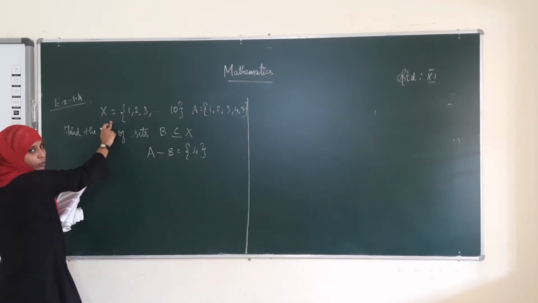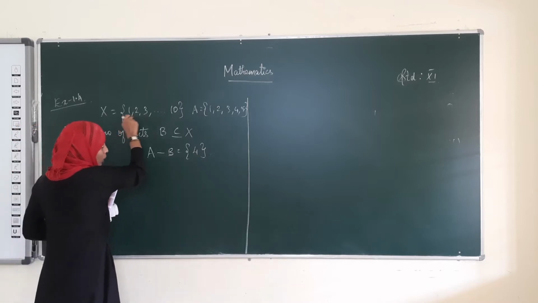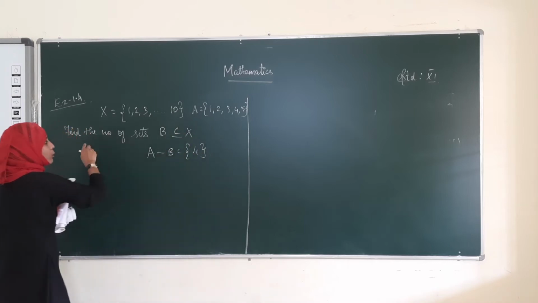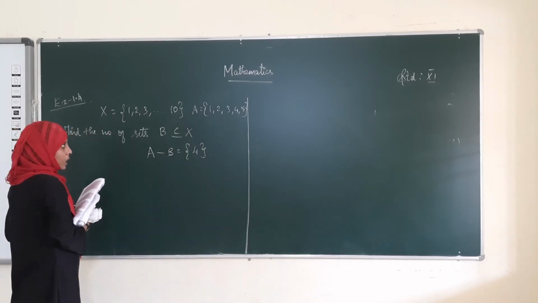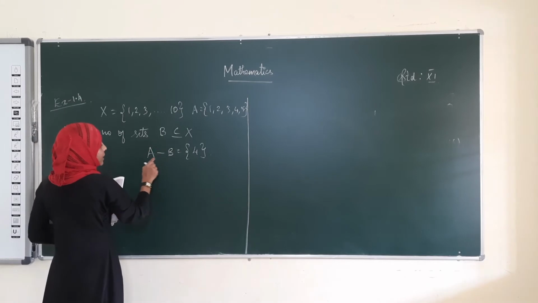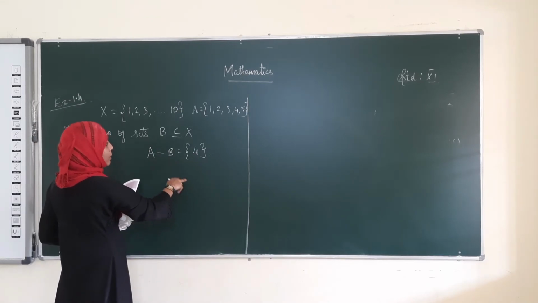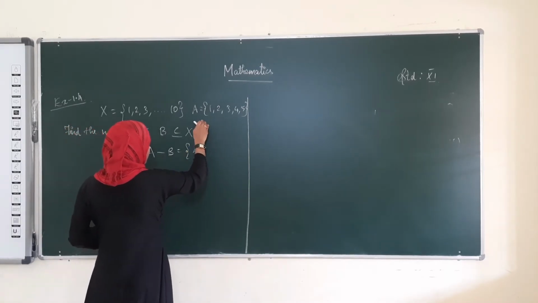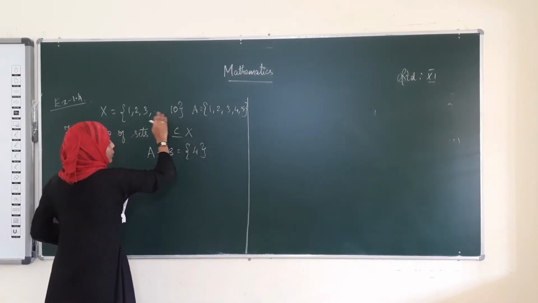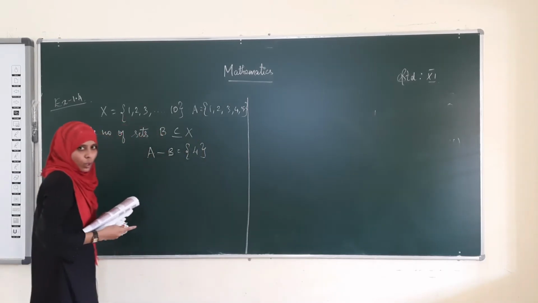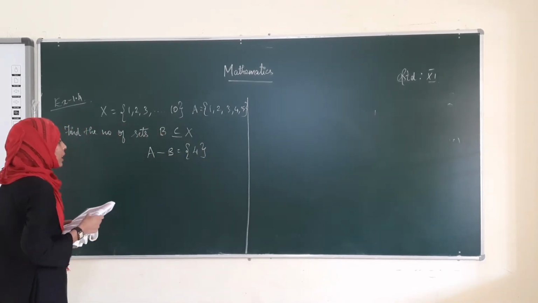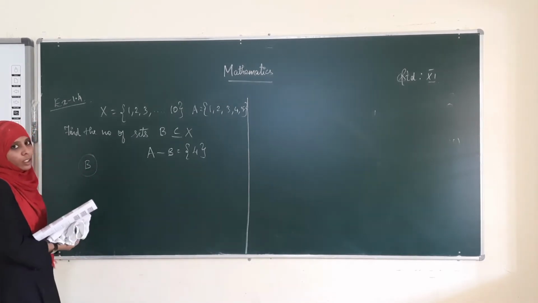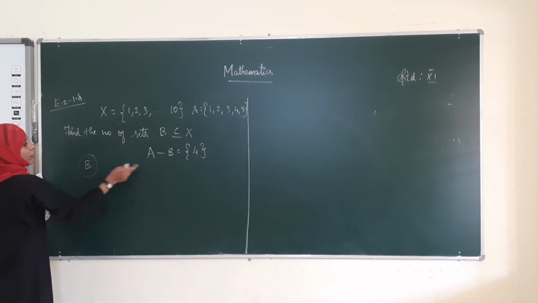Let us take this as a universal set from 1 to 10, and they have given a set A as 1, 2, 3, 4, 5, and we have to find the number of sets B in which the condition is A minus B is equal to 4. That is, when we subtract the terms of B from A, we should get only 4. Now we have to find how many sets can be formed.